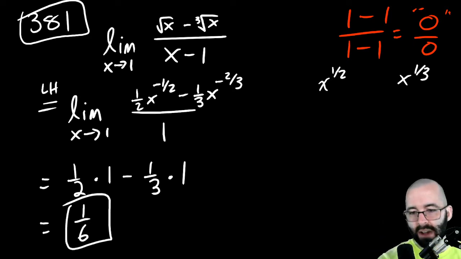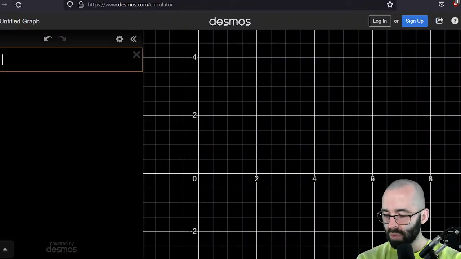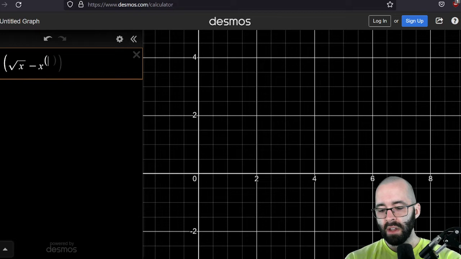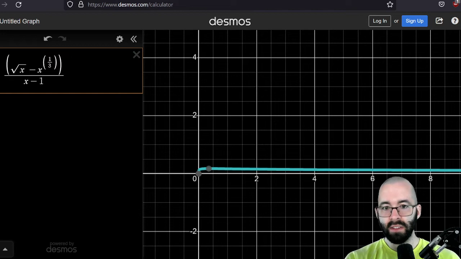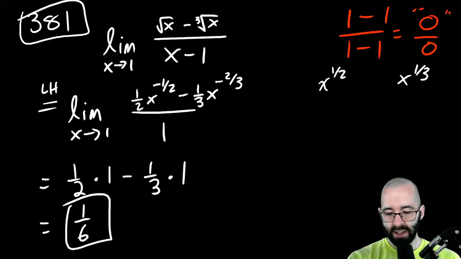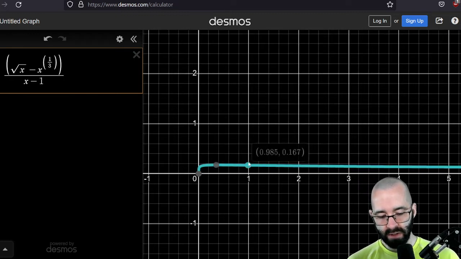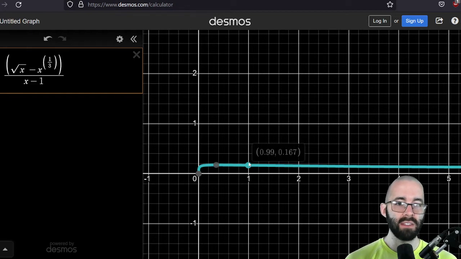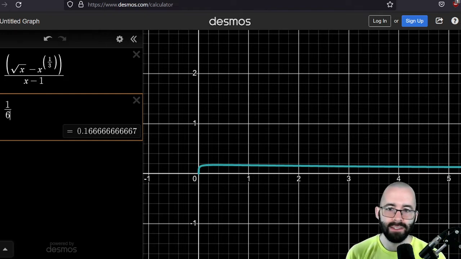And for all of these, I really would recommend checking your answer by looking at the graph. The reason for that is, one, it's a good way to make sure that you're right. But it's also really cool to be able to see the limits and get practice seeing what's going on. As x approaches 1, what is the y value getting really close to? A sixth. 0.167 is a sixth. If you don't remember that, there it is.